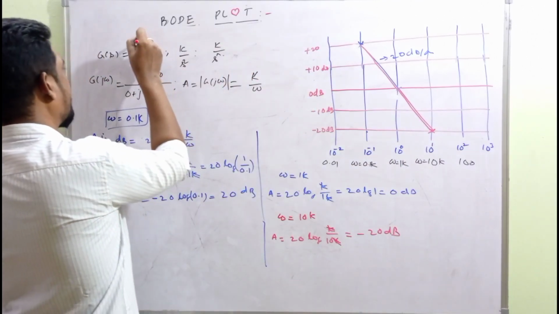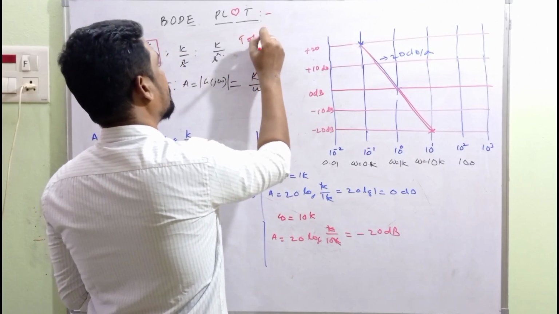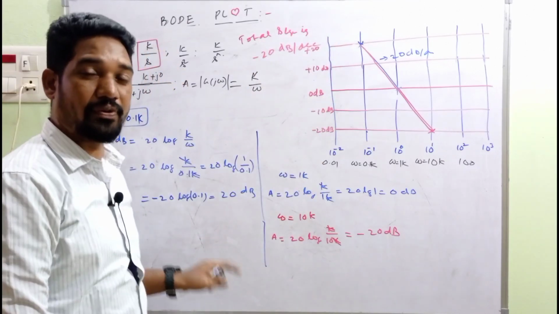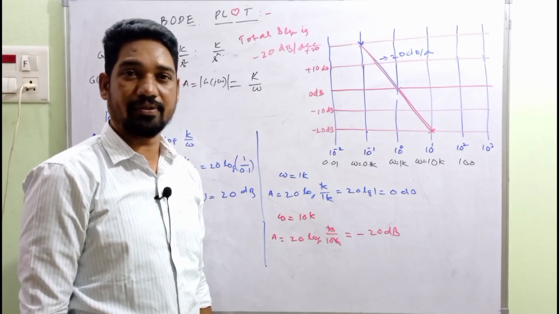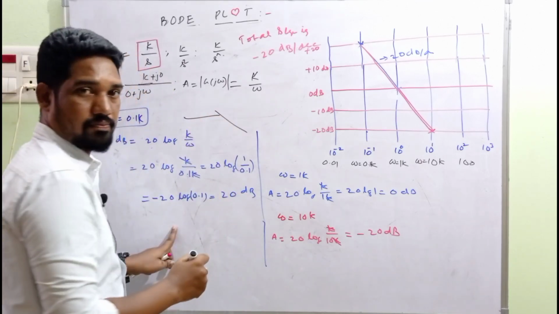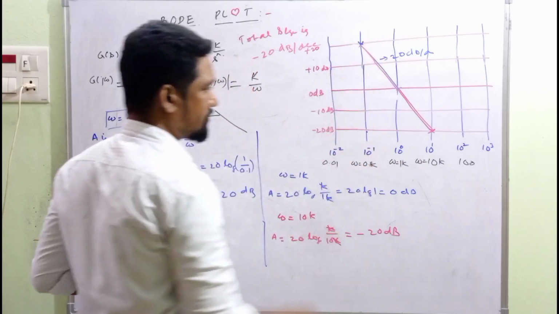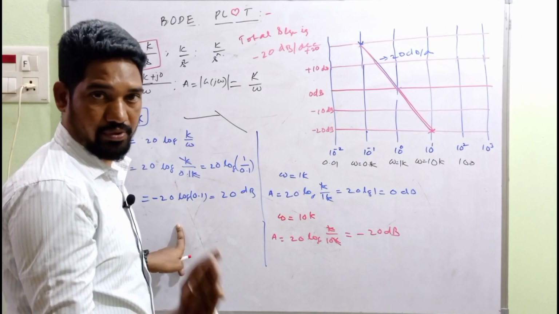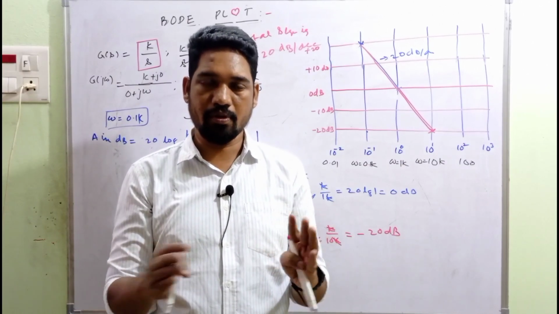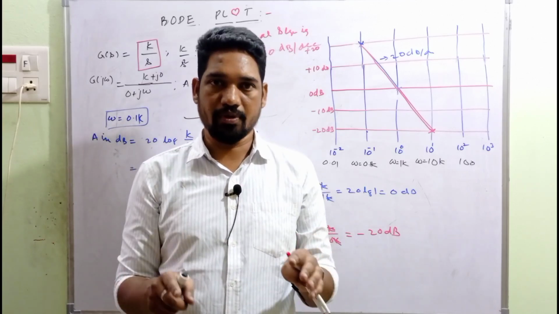So for this factor K by s, the total slope is minus 20 dB per decade. And do we have a corner frequency for this factor K by s? No, the corner frequency concept comes when we have a factor with two different slopes. Here the slope is continuing, we don't have another line or any intersection. So this factor has no corner frequency. And guys, remember, at this point, we have to make a tabular form before going to the final plotting of the magnitude on the graph. We have to make a tabular form, the easiest convenient way.